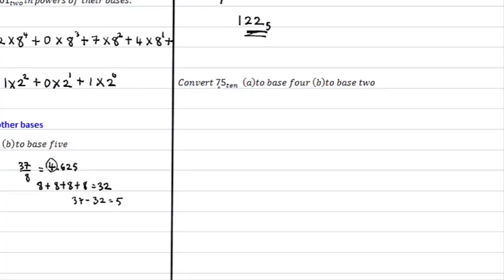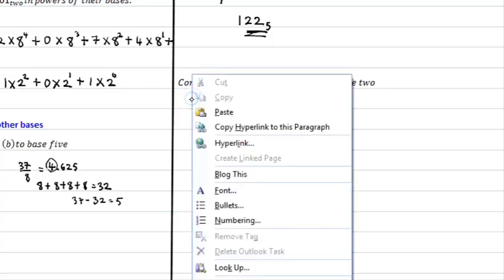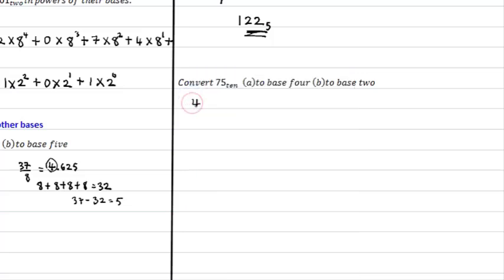Okay, so now let's convert 75 base 10 to base 4. Similar approach. Since we are converting it to base 4, we're going to write 4 here. We're going to write 4 here. 75. So if you say 75 divided by 4, that will give us 18. And we're going to have a remainder of 3.